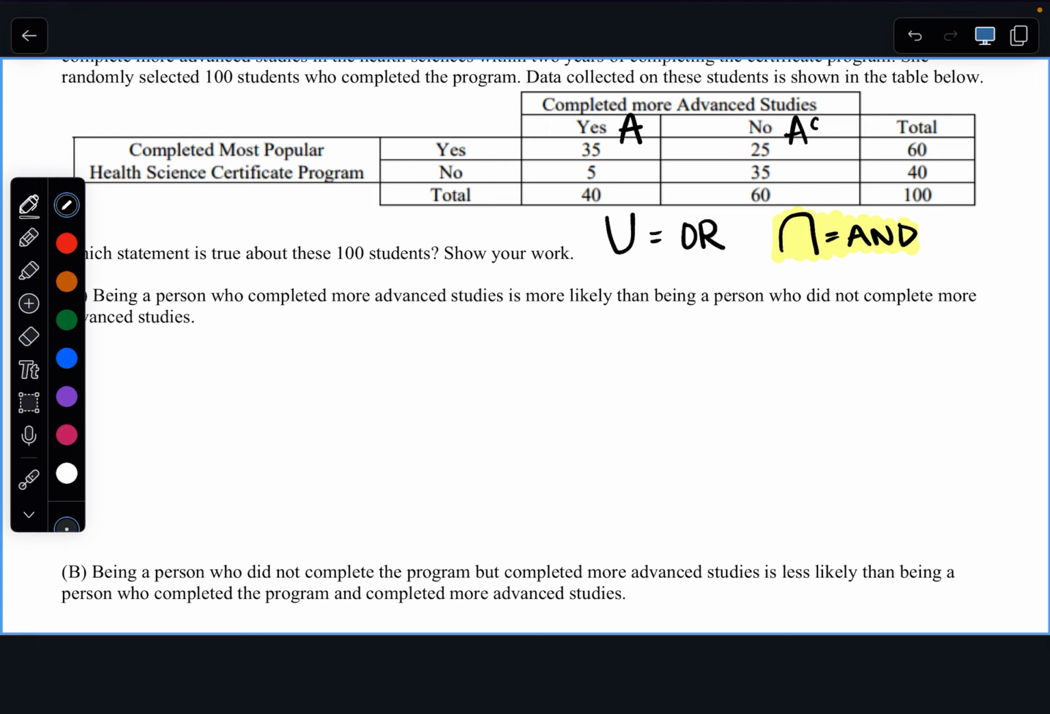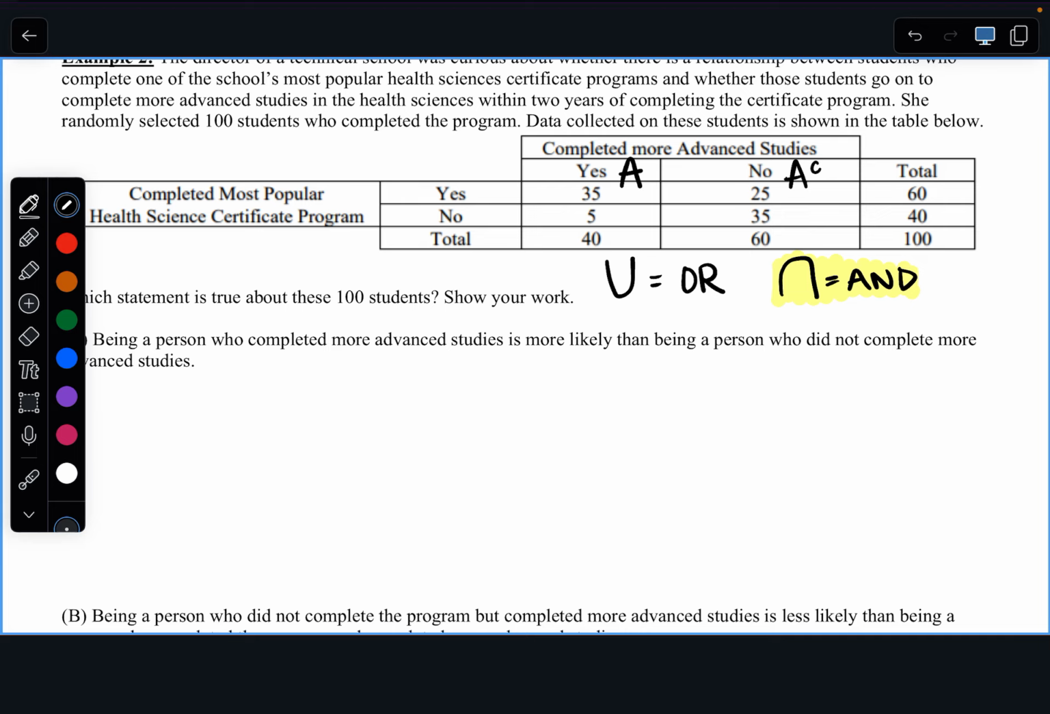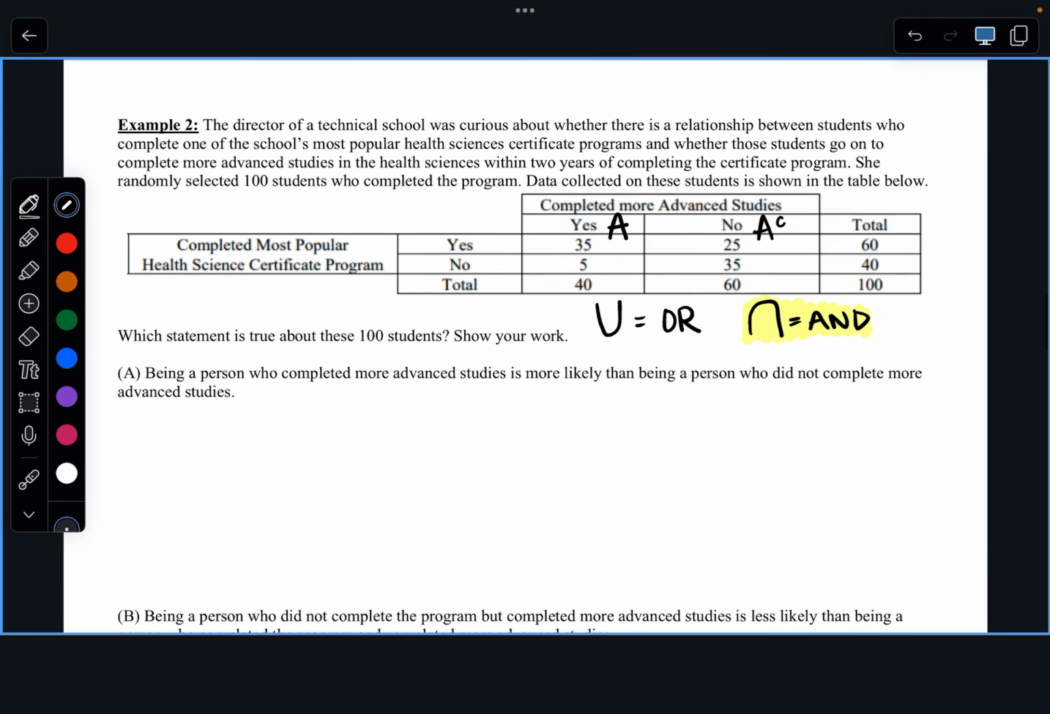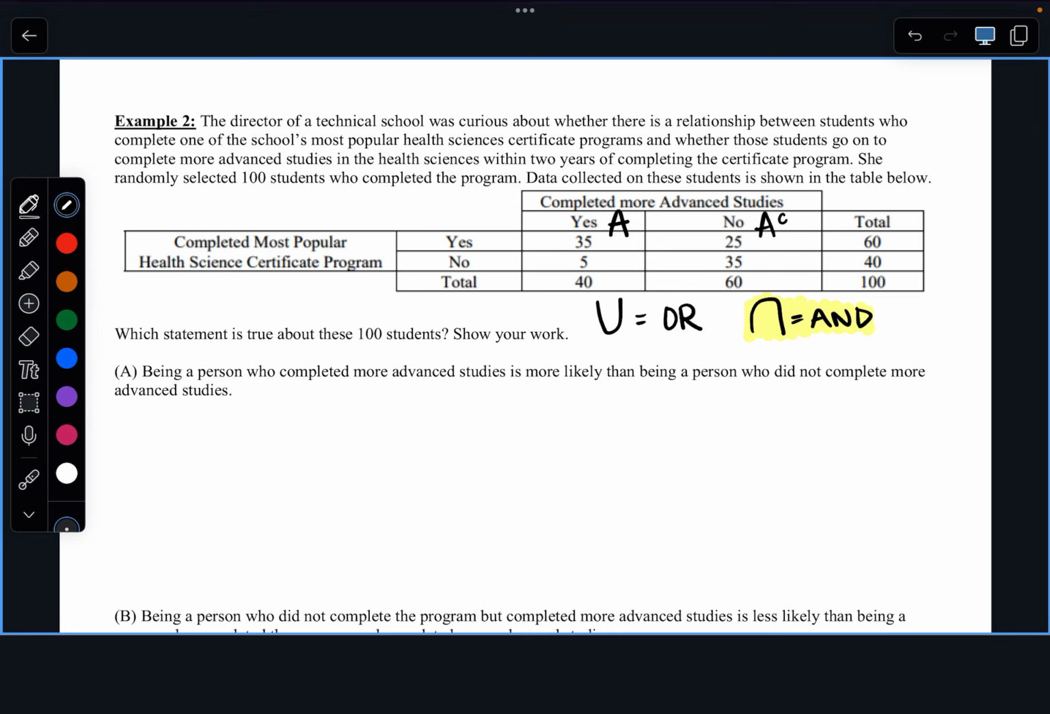Now, the symbol that they use in stats for the complement, the "no," is A with a little superscript C. That stands for A complement. Some of you who have had calculus or are in calculus may be familiar with something similar. Sometimes it's a little apostrophe, like A prime, which is the same thing as not A. This is what they use in stats. So A^C, I'm just going to write it out, stands for A complement, which is the same thing as saying not A. And again, you don't have to use this. You can literally say not A, or you can say did not complete more advanced studies. You can write it out in words. It's just in the event that you potentially see it because they gave it to you. So A complement is not A. I'm going to call completed the program B and did not complete the program B complement.